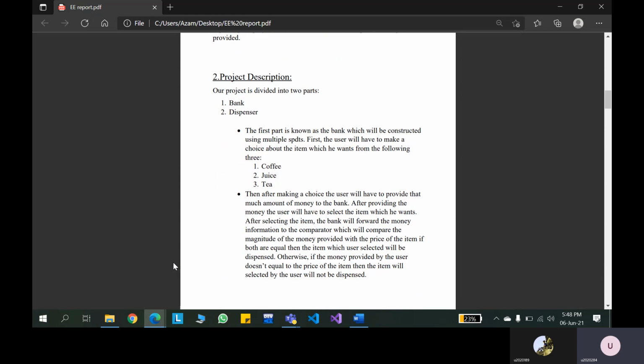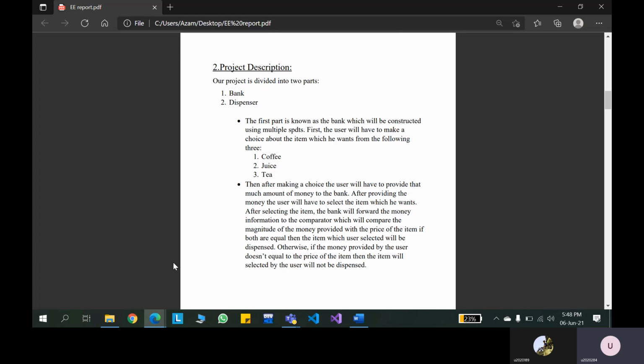Talking about the project description, our project is divided into two parts. The first part is the bank and the second is the dispenser. The bank will be constructed using multiple SPDTs. Its main and sole purpose is to take the user's input, and that input will be the money provided by the user for the item which he wants to dispense.